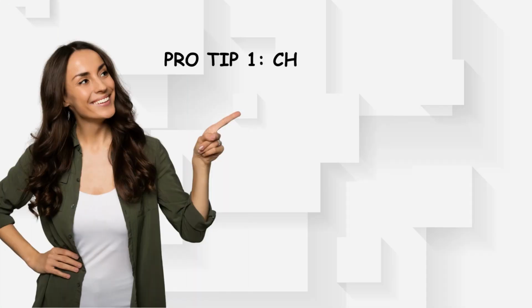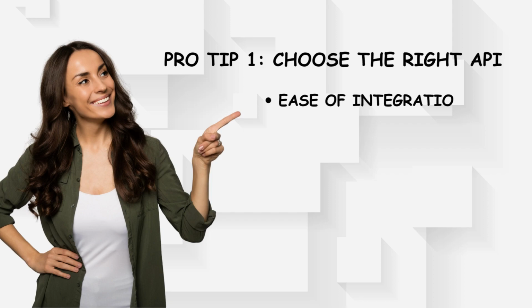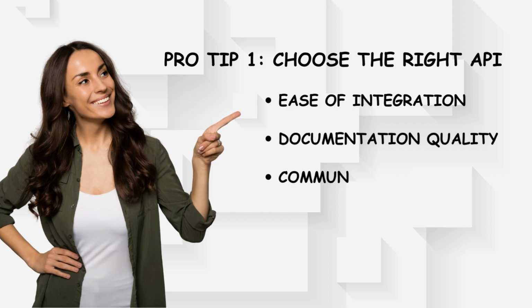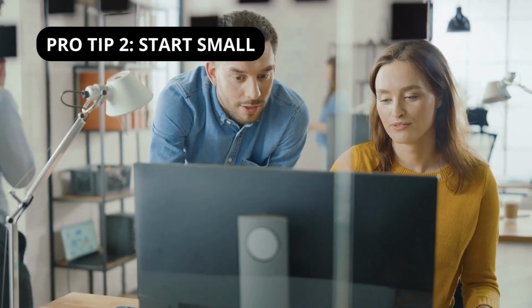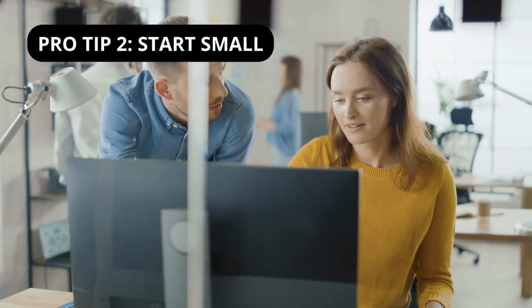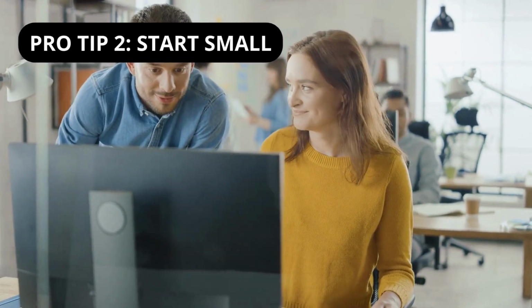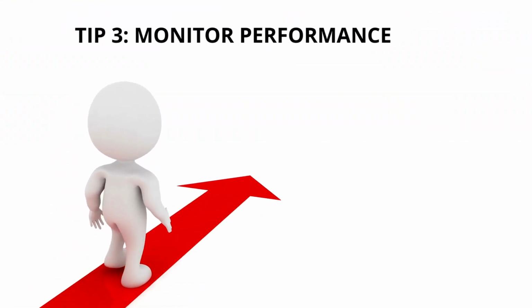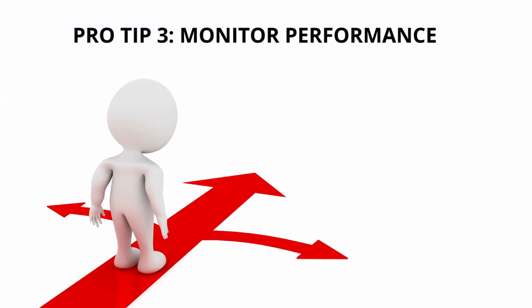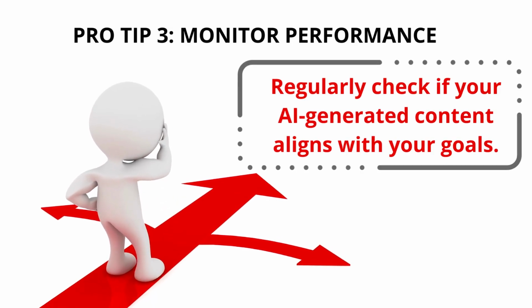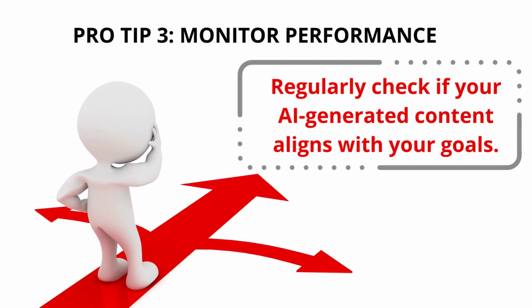Pro tip 1. Choose the right API. Consider factors like ease of integration, documentation quality, and community support. Pro tip 2. Start small. Experiment before fully integrating. Pro tip 3. Monitor performance. Regularly check if your AI-generated content aligns with your goals.